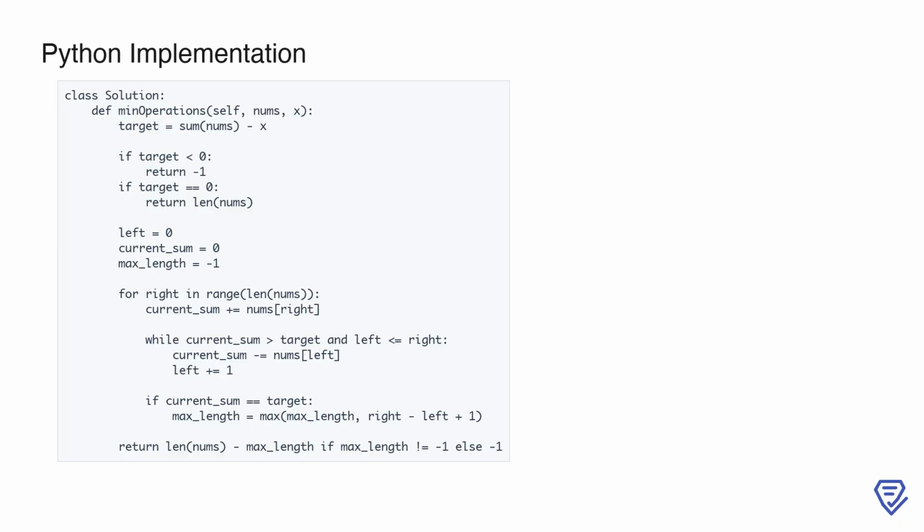We then use 2 pointers, left and right, to traverse the array while maintaining a current_sum. For each position of the right pointer, we add the current number to current_sum. If current_sum exceeds the target, we shrink the window from the left by incrementing the left pointer and subtracting the corresponding value from current_sum. Whenever current_sum equals the target, we update max_length to the maximum length of the current subarray. At the end, if max_length is not -1, we return len(nums) - max_length, which represents the minimal operations needed. Otherwise, we return -1, indicating it is not possible to reduce x to 0.